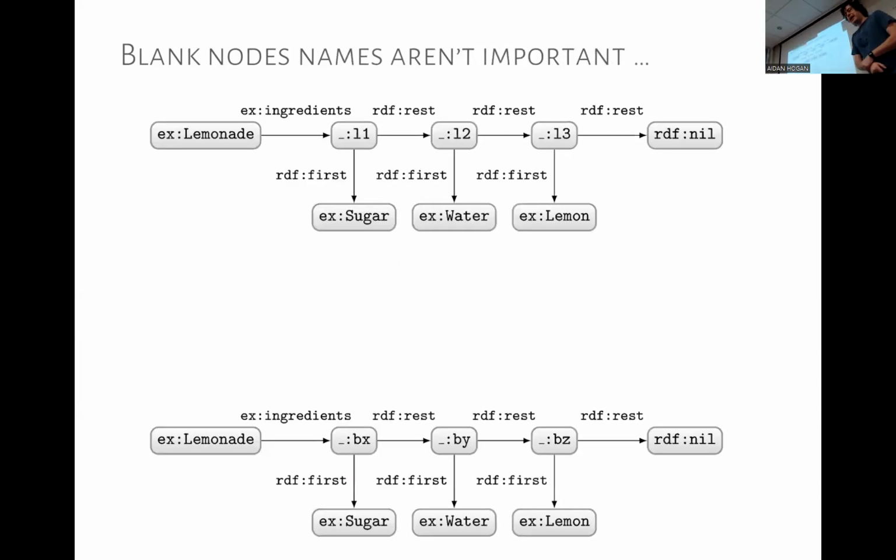So blank node names aren't important, as we saw in the last thing. So we could look at these two graphs and say, how are they different? They're different in the sense that the labels of the blank nodes are different. Does that matter? Does it change what we're describing? Does it change what we're saying with these graphs? No, it doesn't. So this is a notion called isomorphism of RDF graphs.